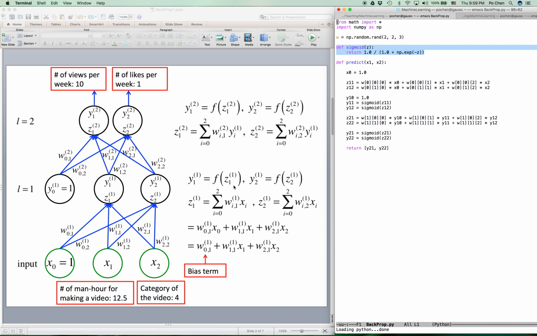For our example, with the input x1 equal to 12.5 and x2 equal to 4, we saw that the outputs of our Python program were very different from the actual number of views and likes, right? The reason the outputs were so bad is that the assumed weights were completely random. The neural network has not been trained using those examples.